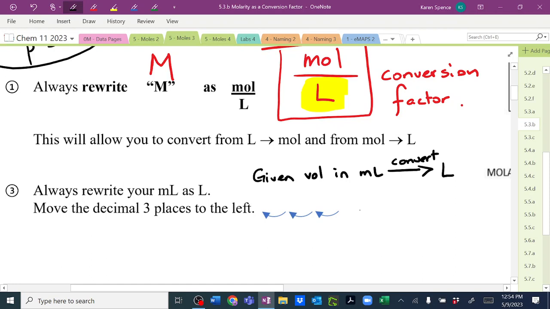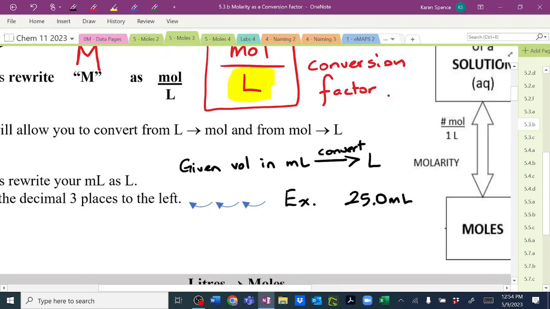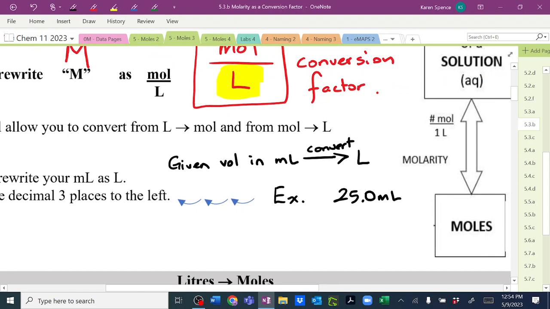So for example, if we had 25.0 milliliters, we could move our decimal place 3 places to the left. So we would go 1, 2, 3, and that would become 0.0250 liters.